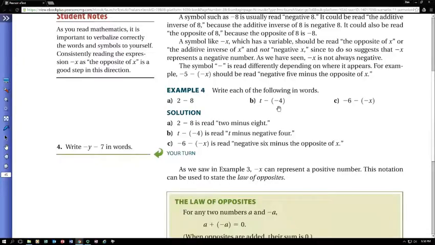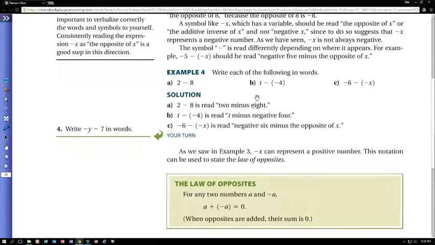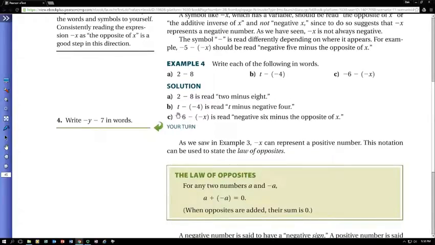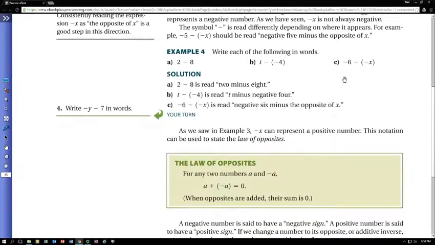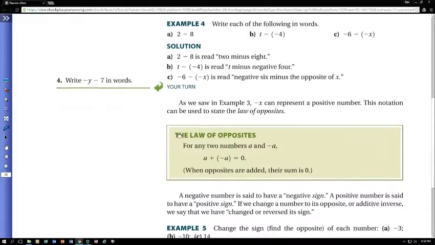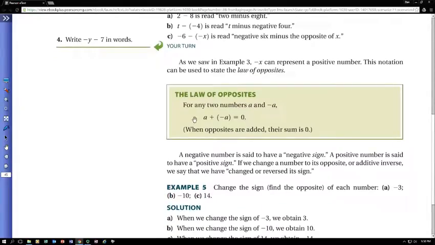So if I have t minus a negative 4, I'm going to write that, and basically all they want us to do is translate this into English. I would say that as t minus a negative 4. This one would be negative 6 minus the opposite of x, or negative x. Then they give us this law of opposites. For any two numbers, a and negative a, if I add those opposites together, I get 0. Remember, I told you this was coming. Additive inverses add up to 0, the identity of addition.